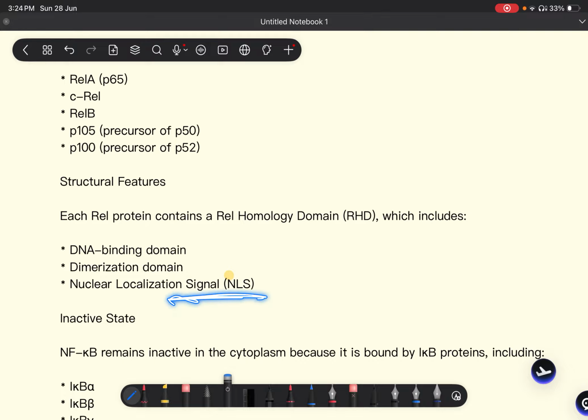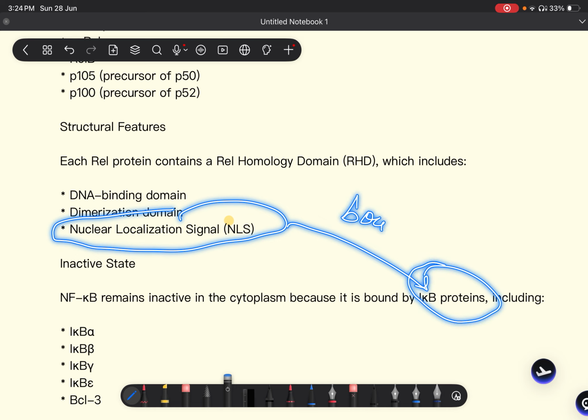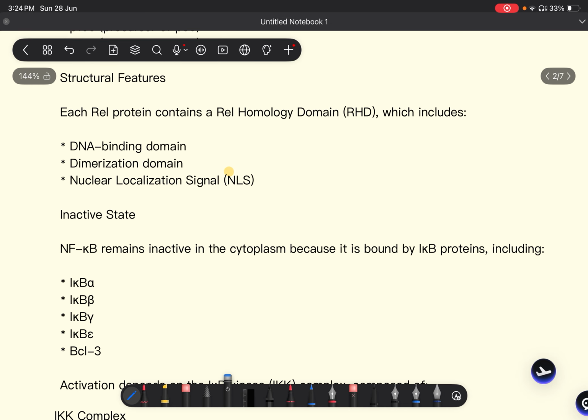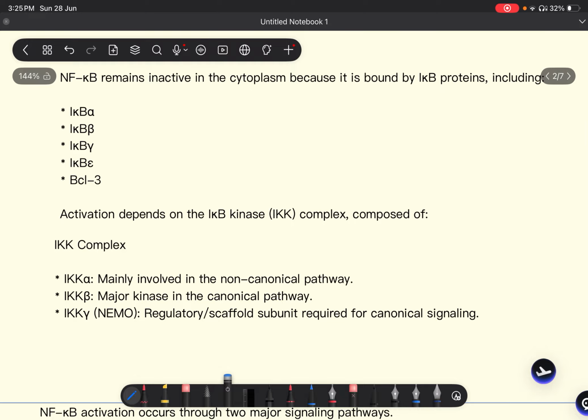Now, why it's pretty important here is that this nuclear localization signal is bound by I kappa B proteins, into an inactive form, right? So, NF-kappa B remains inactive in the cytoplasm because it is bound by this protein. So it includes the alpha, beta, gamma, BCL3 types of proteins, which keep the complex in an inactive state.